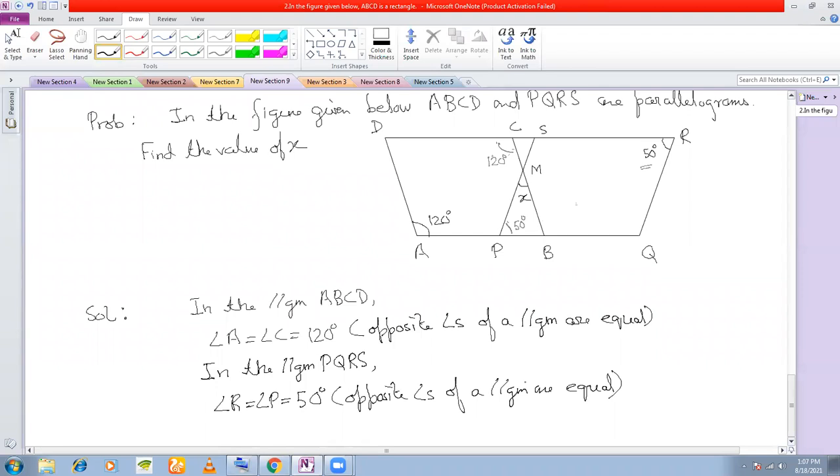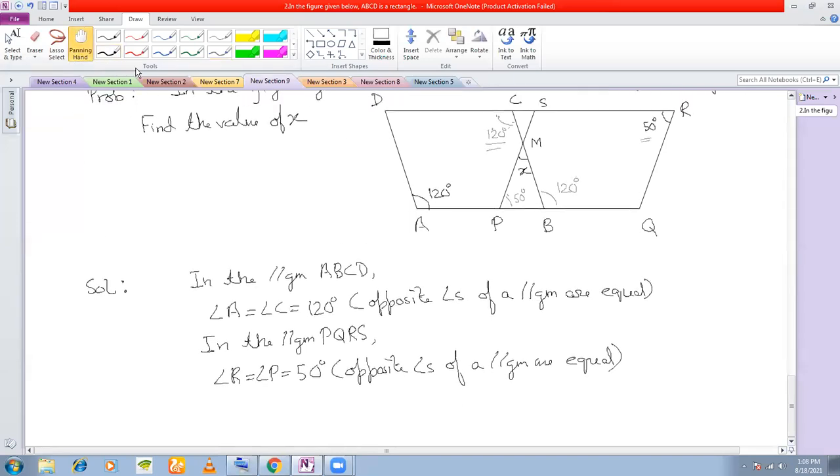Now the next step is that this 120-degree angle and this angle are equal because they are alternate angles. Let's write this: angle DCB is equal to angle CBQ is equal to 120 degree. Reason is alternate angles are equal.